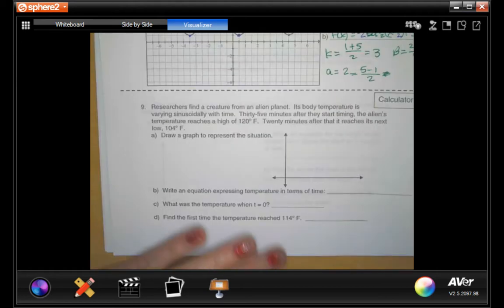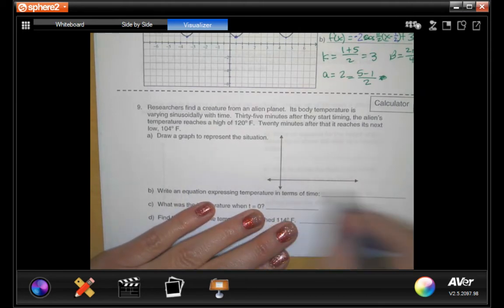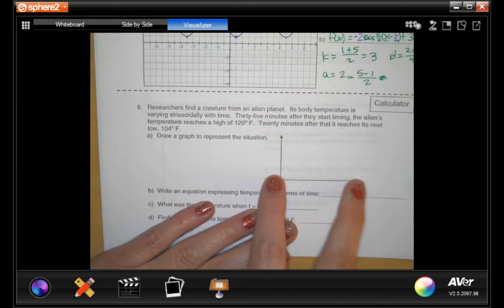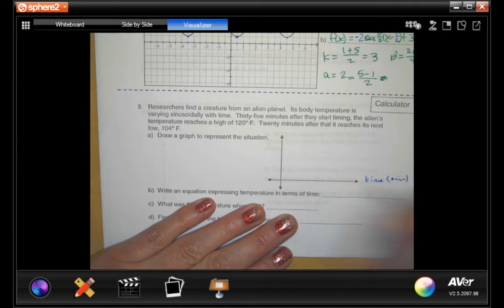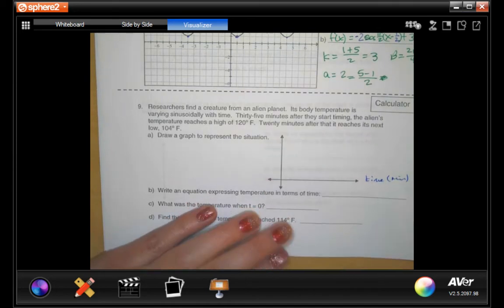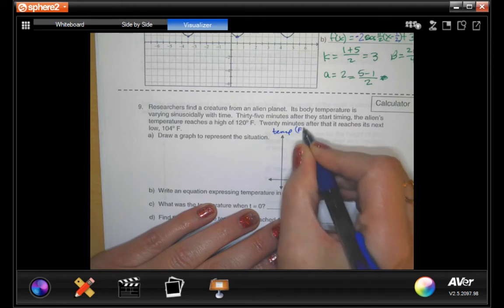Okay, so it says draw a graph to represent the situation, and let's go ahead and label these axes. What does this one represent? The x-axis: time, and yes, we are in minutes. And what about the y-axis? It's going to be temperature. You can put in Fahrenheit if you want.